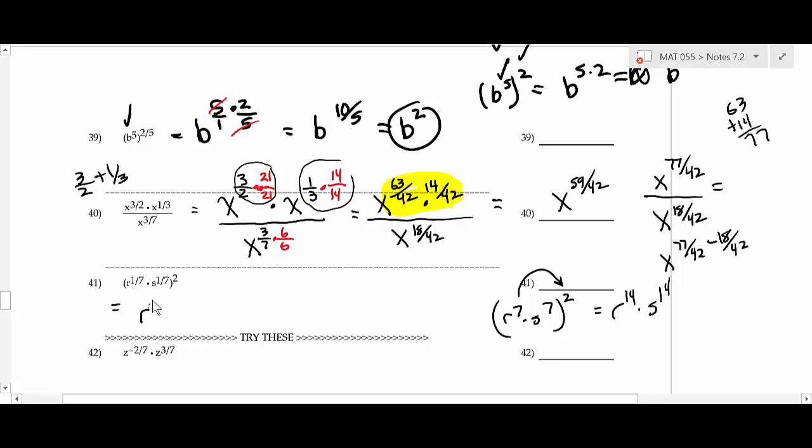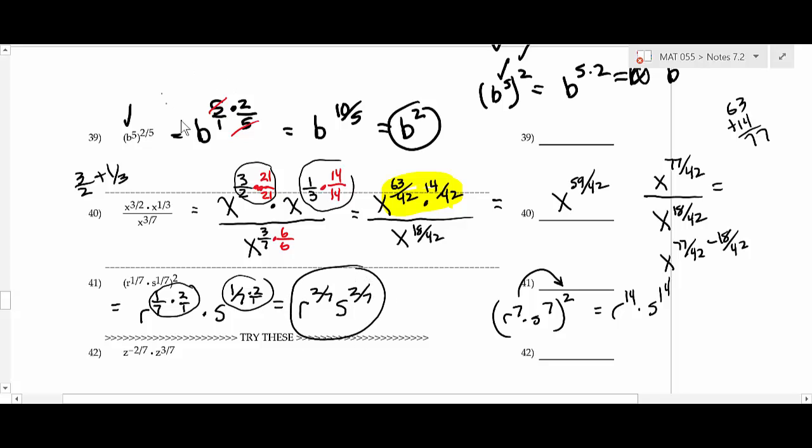You're going to do r to the 1/7 times 2, and I'll put the 2 over 1. Then you're going to do the same thing with the s: s to the 1/7 times 2. So what would you get? R to what power? 2/7. Remember, you multiply fractions straight across. No common denominators if you multiply. Then s would be the same thing. That would be s to the 2/7. That would be your answer to your problem.